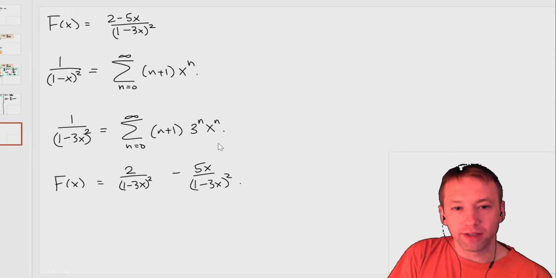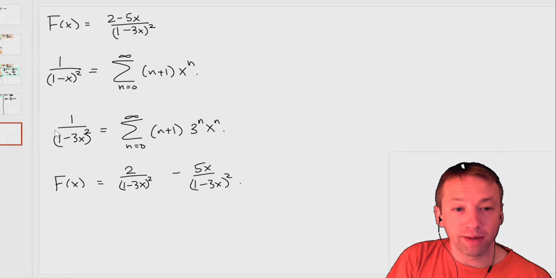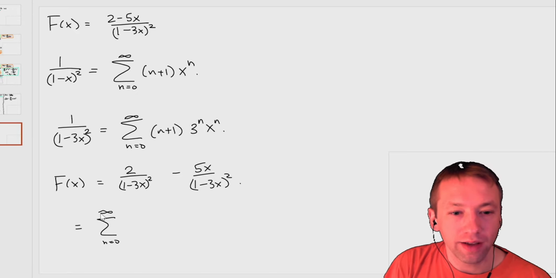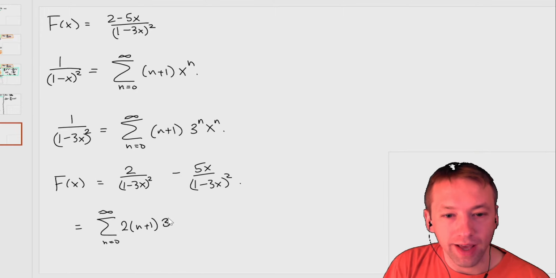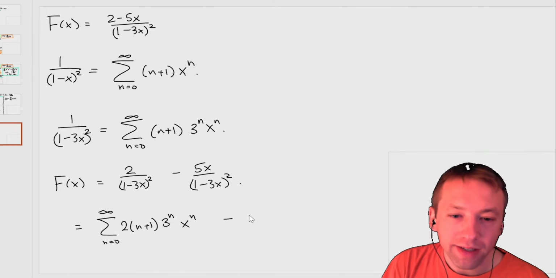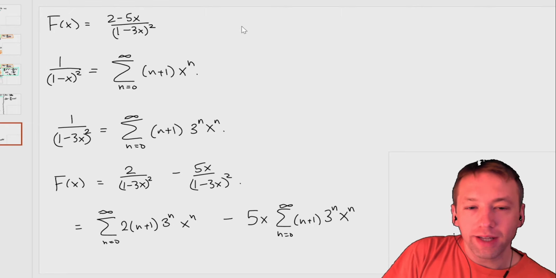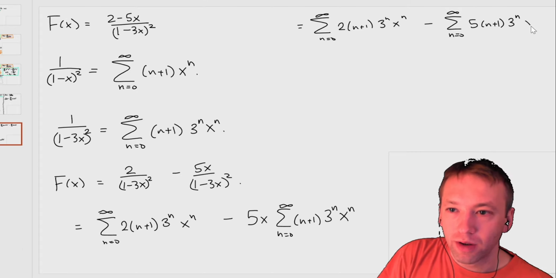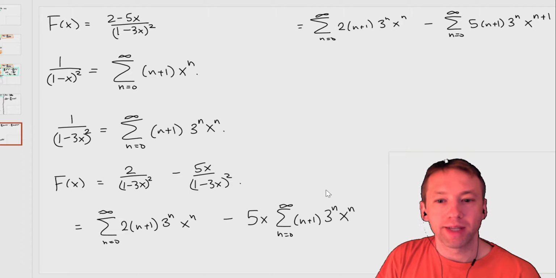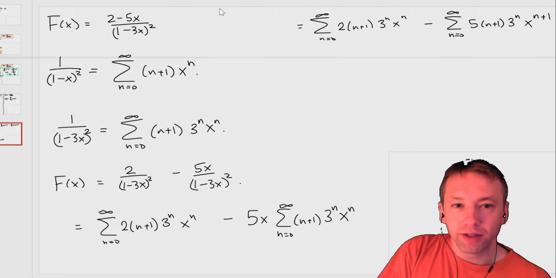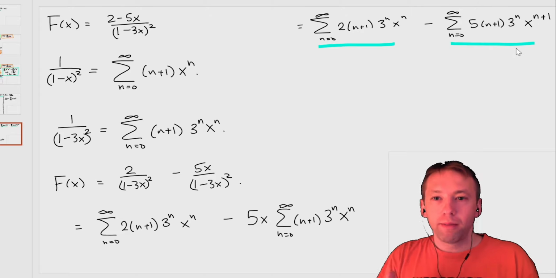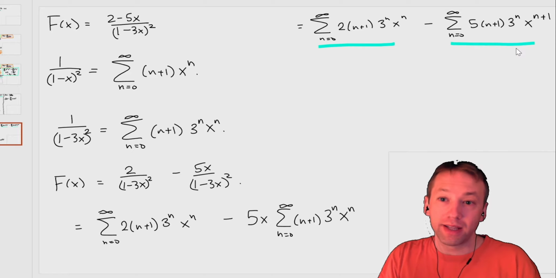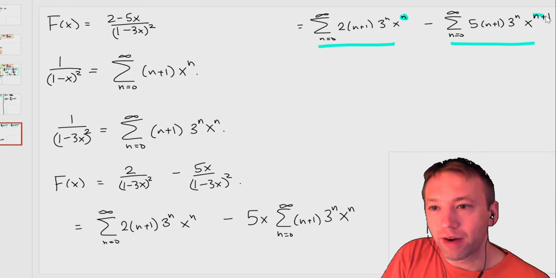And if we substitute this expression above into both of these things, you get that this is equal to the sum n equals 0 to infinity of 2 times n plus 1, 3 to the n, x to the n, and then minus 5x times this sum. And when I take the 5x inside, what it does is it raises the power of x by 1. So it becomes x to the n plus 1. And now what I would like to do is to combine these two sums. But if I want to combine them term by term for each power of x, I need the powers of x to be the same. And here I've got an n, and there I've got an n plus 1.